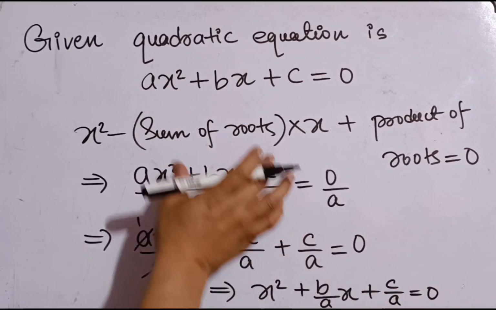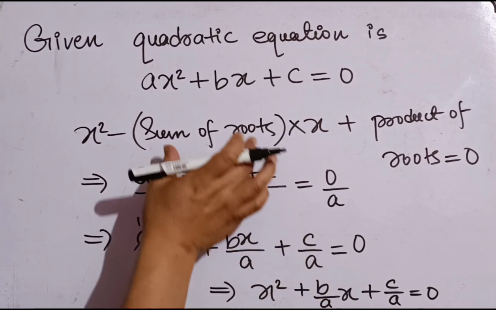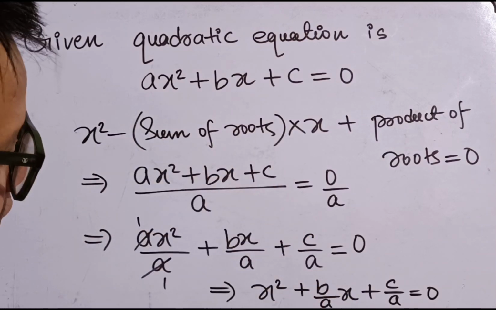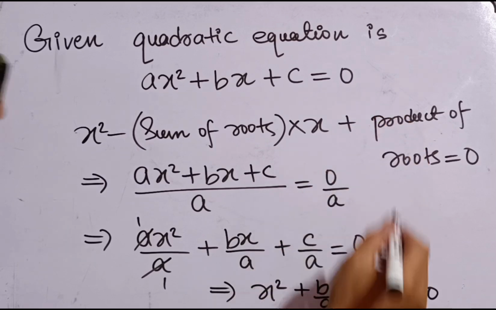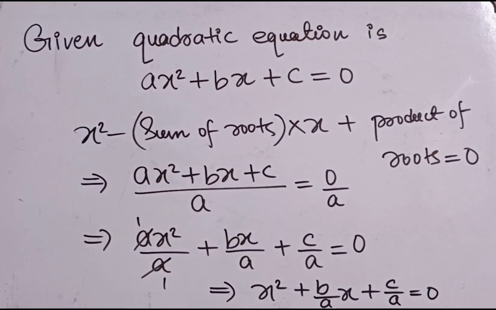Now I have expressed this given quadratic equation in its standard form. Now we can compare these two equations, and from the given equation, b upon a is equal to minus sum of the roots, and c upon a is equal to the product of the roots.